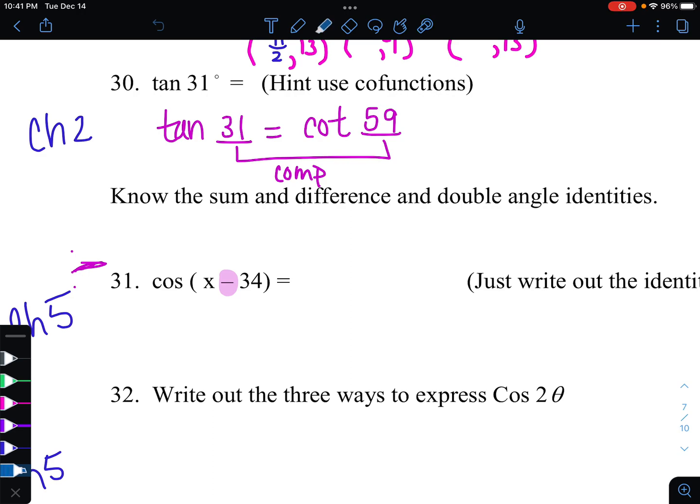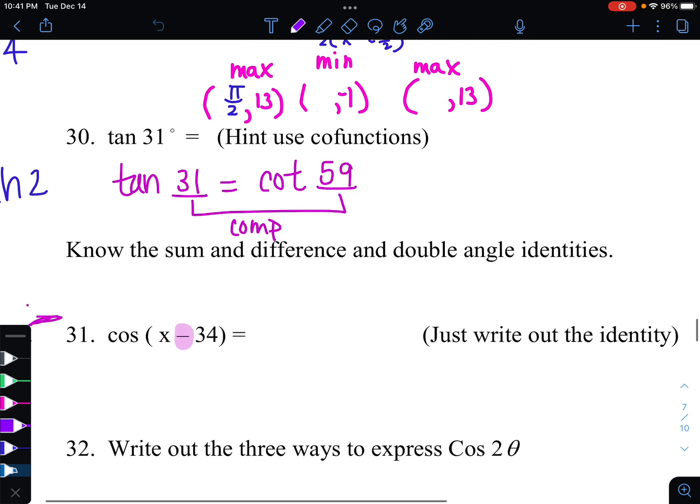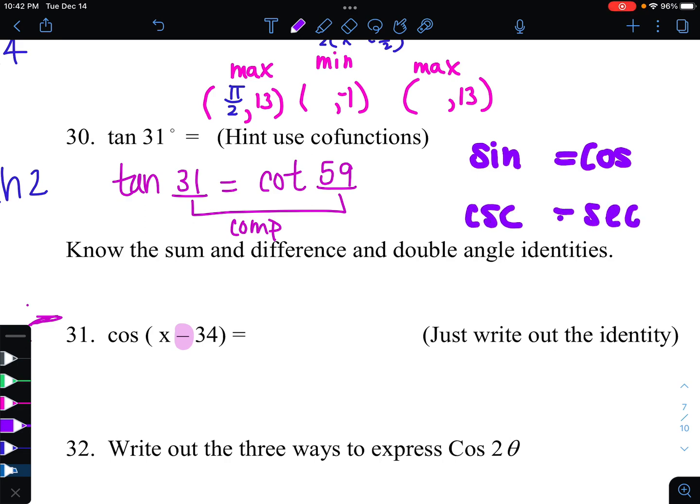We have sets of co-functions. Tangent and cotangent are a set of co-functions. Sine and cosine are co-functions, and then the reciprocals, cosecant and secant, are co-functions. Now these expressions are equal to each other when the angles are complementary. So sine of A is equal to cosine of B only when A and B are complementary. Same thing with cosecant and secant, and same thing with tangent and cotangent.